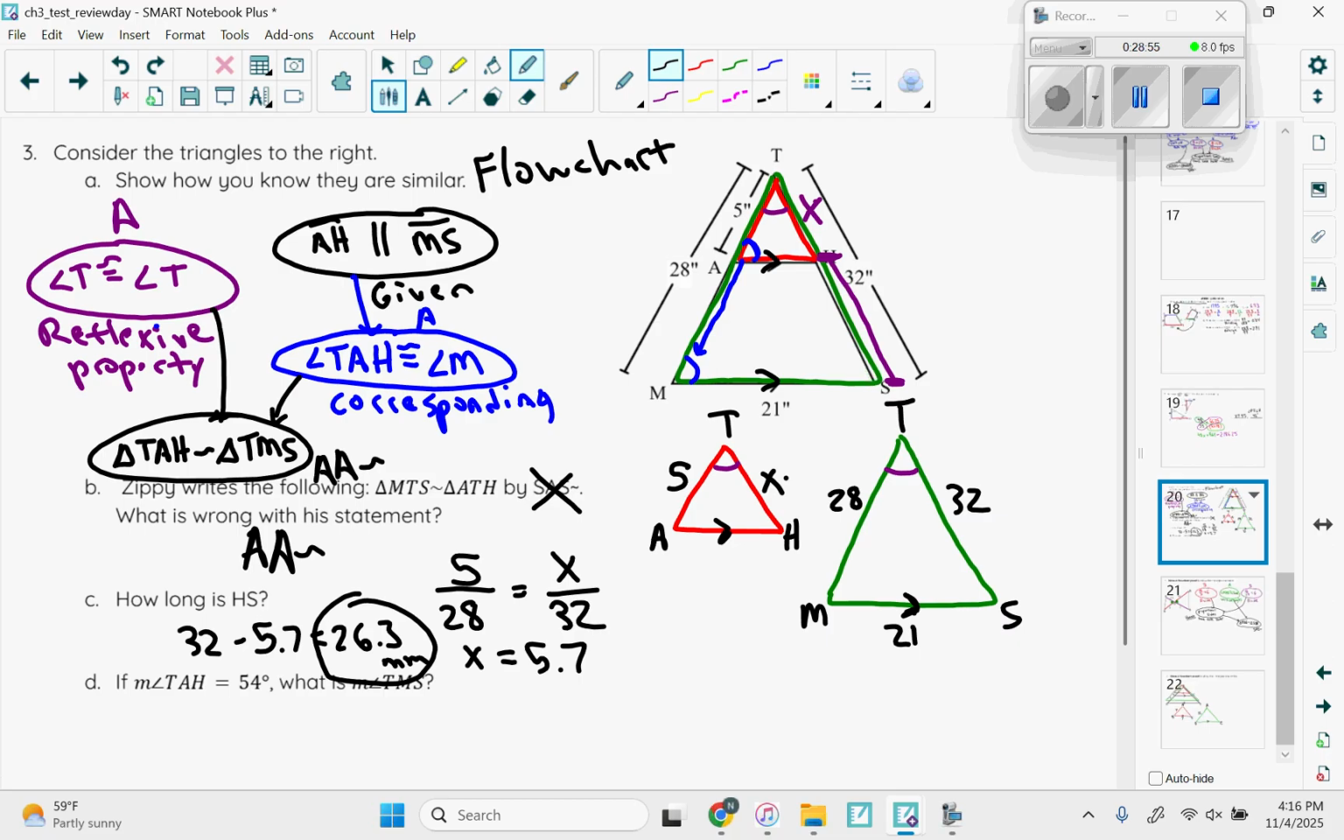On the last part, angle TAH, that was my corresponding angle here in blue. That matches with angle TMS, the other corresponding angle. Because they're both corresponding angles, they're congruent. So that means the answer for this one is 54 degrees. Let's move on to our next problem.